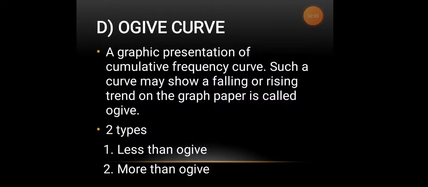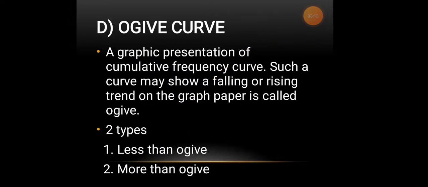The next and the last thing on the frequency diagram is the ogive curve. You can even call it the ogive curve. It is a graphic presentation of the cumulative frequency curve. We studied in the earlier chapter that cumulative frequency is the total or the cumulative of the frequencies given. Such a curve may be in a downward or a rising trend of the graph, and that is known as an ogive.